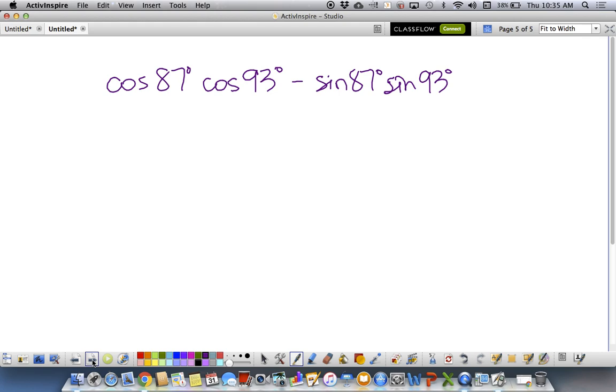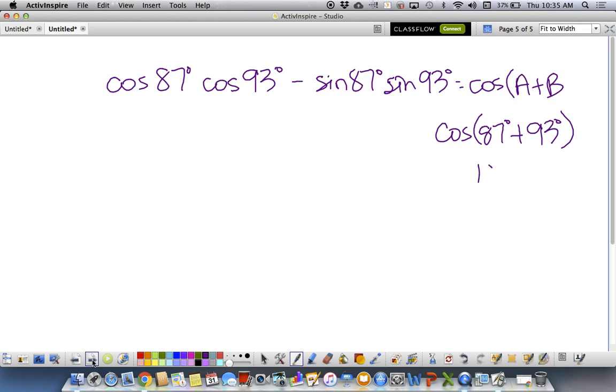Okay, so that's better. So now, yes, I want an exact answer. Put it into that. Now can you add those 2 numbers? So we just simply did equals cosine, because you figure out it's a cosine function because it's cosine, cosine. Your A and your B, what do we do with them? A plus B. 87 plus 93. What's 87 plus 93? 180.